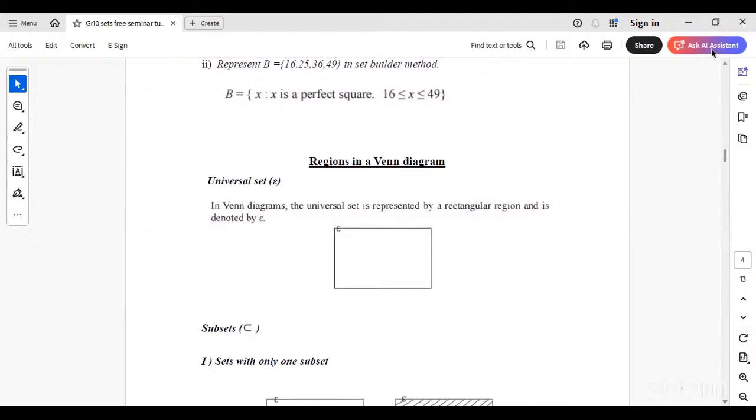I hope the first part is clear. If you have any doubts, you can ask now before going to the next part. So it's clear, right? Just send me a chat.